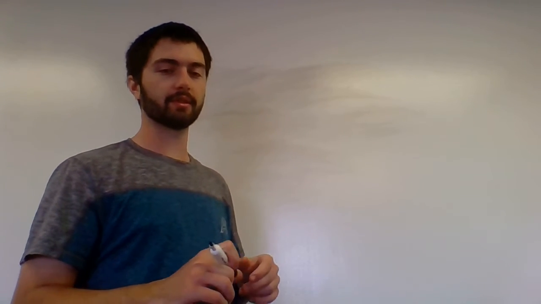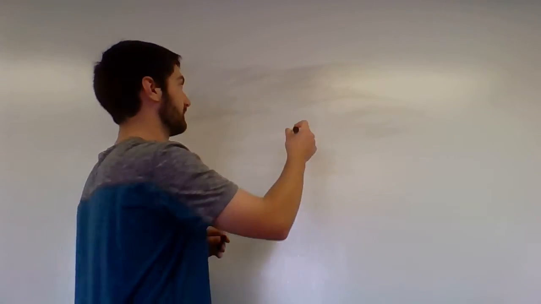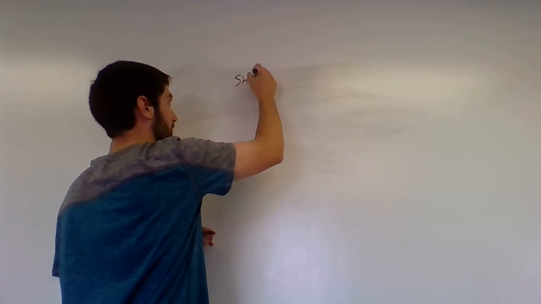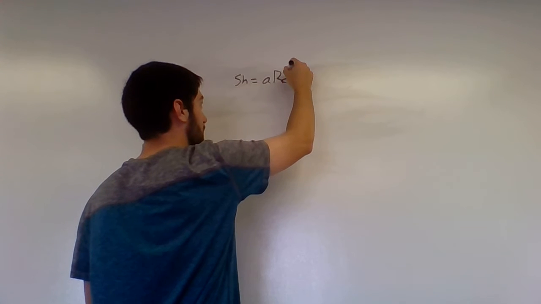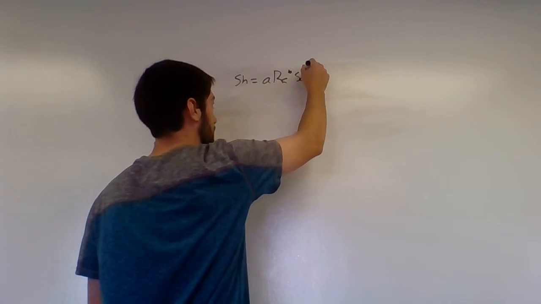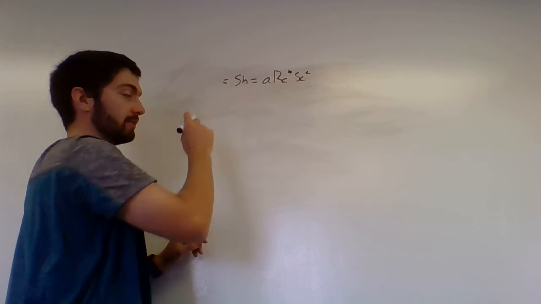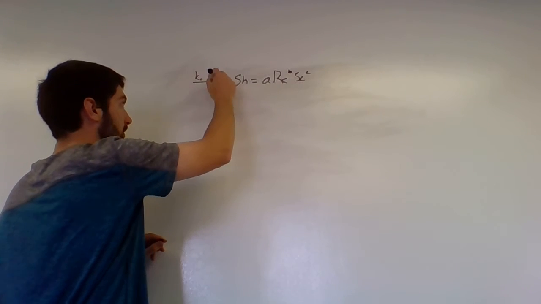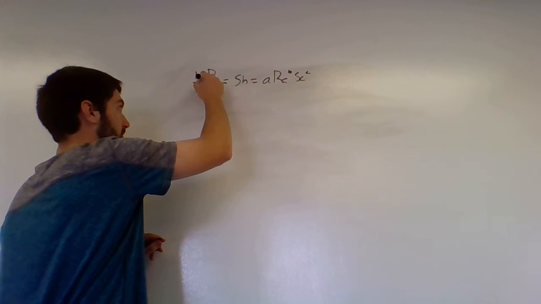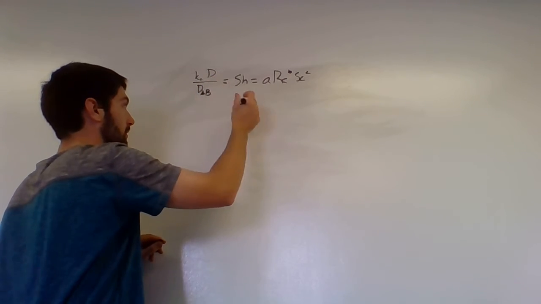Hey, this is Kyle, and I'm going to be talking about the Lewis relation, and that's part A1 of exam 3. So if we remember from our last exam, we were discussing the Sherwood number, and we found this relationship: A times Reynolds to the B times Schmidt to the C. And Sherwood number itself is defined as the mass transfer coefficient times the distance d over the mass diffusivity dAV.